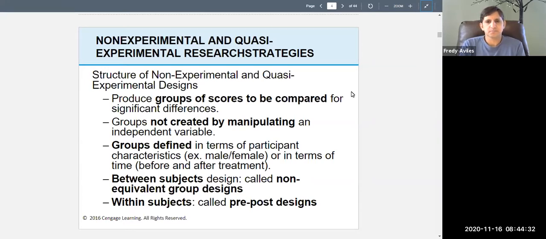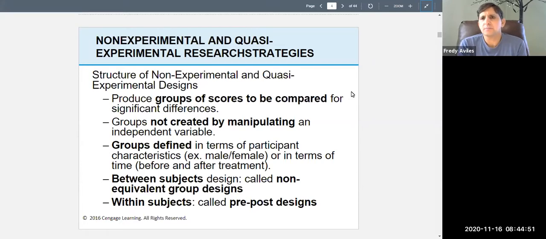That's the difference. If it's a between subjects design, these are also called non-equivalent group designs. If it's within subject designs, they're also called pre and post designs. We're going to talk about both. When you have between subjects design, it's called non-equivalent groups. And when it's within subject design, it's called pre and post designs.